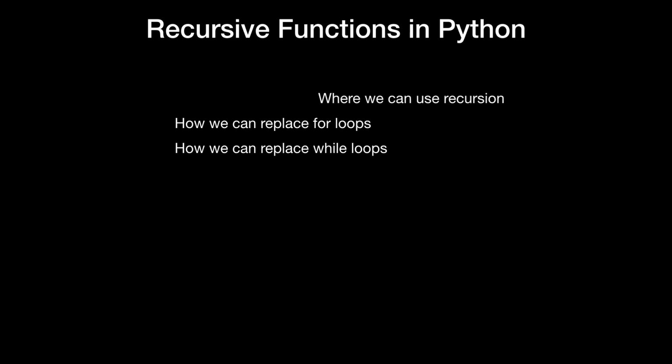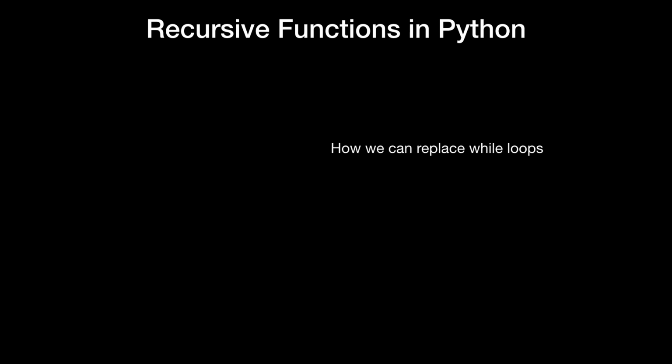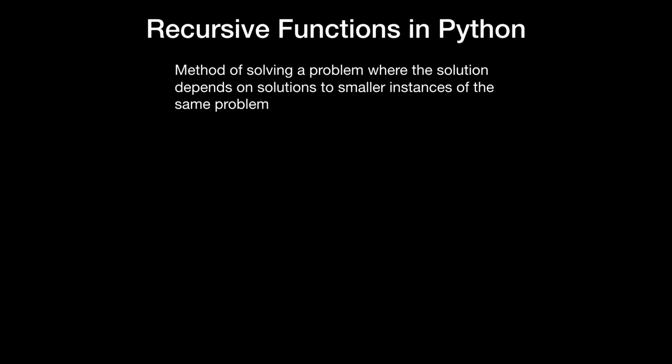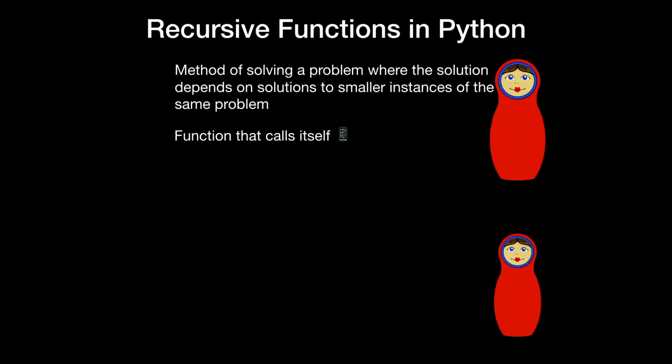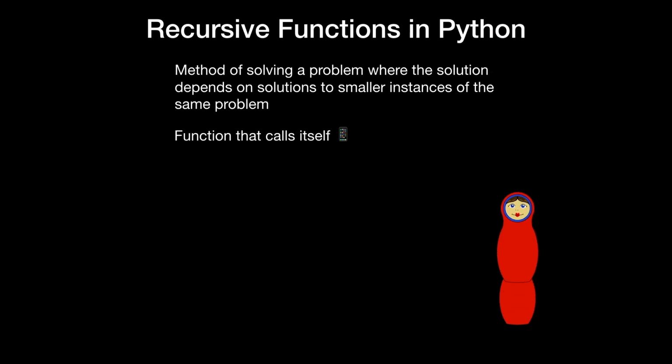So, what is recursion? Recursion in computer science is a method of solving a problem where the solution depends on solutions to smaller instances of the same problem. Simply put, recursion is a function that calls itself. We can think of this like a Russian doll. You keep opening up the doll over and over again, each time finding a smaller doll inside. This process happens over and over again until there is the smallest possible doll with no other dolls inside, ending the process.